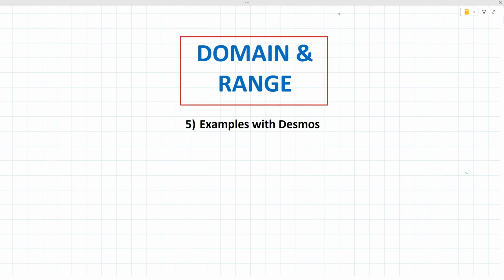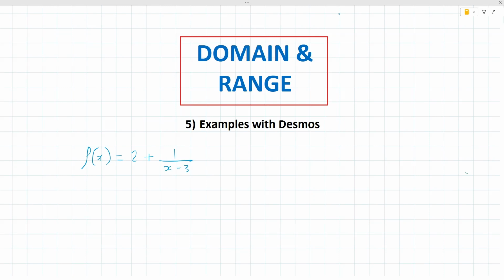So let's think of two good examples of functions to study here, which we're going to look at with Desmos after this. So the first one is going to be f of x, and this function is going to be defined as 2 plus 1 over x minus 3.